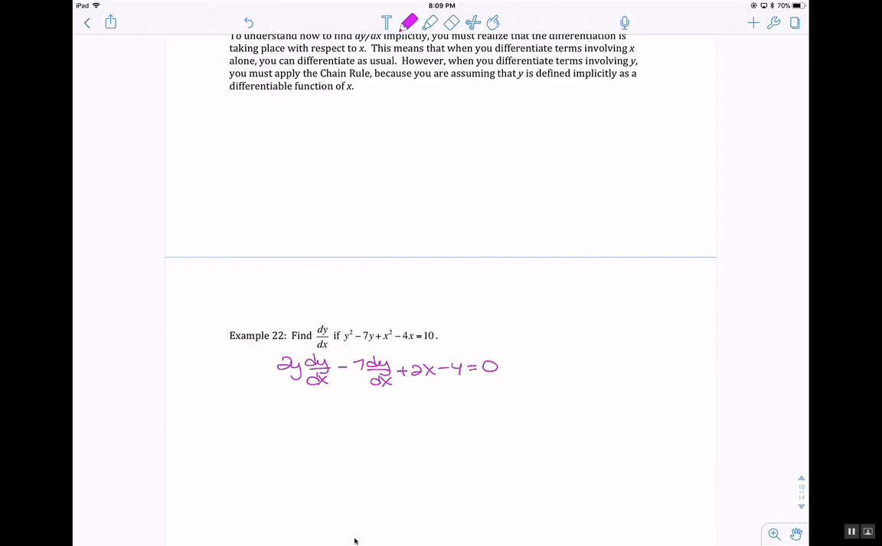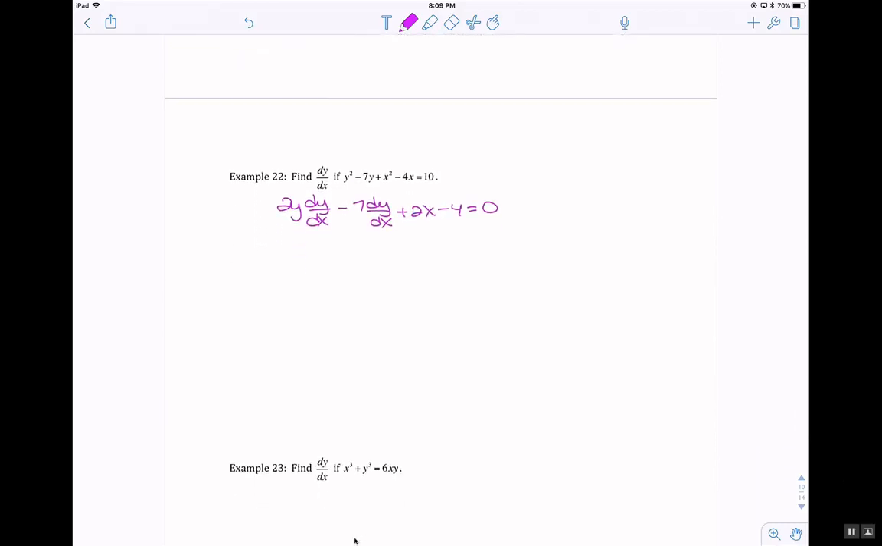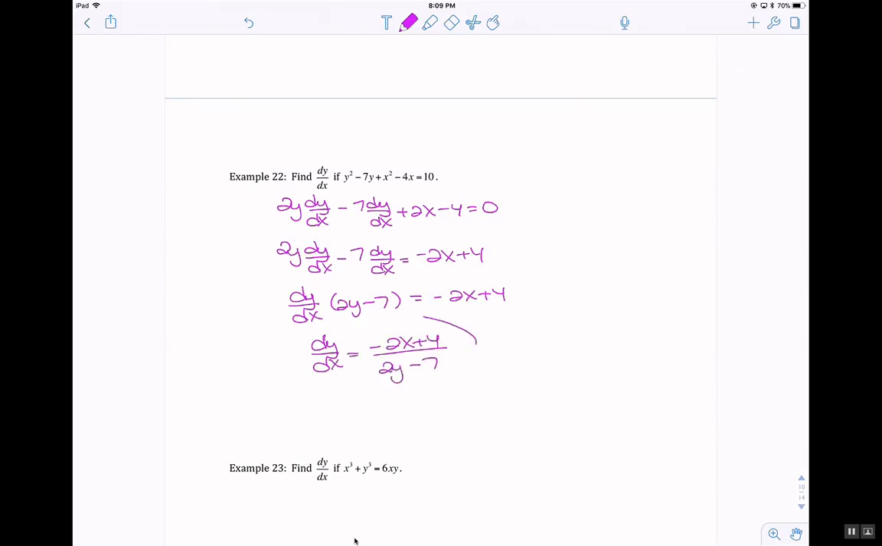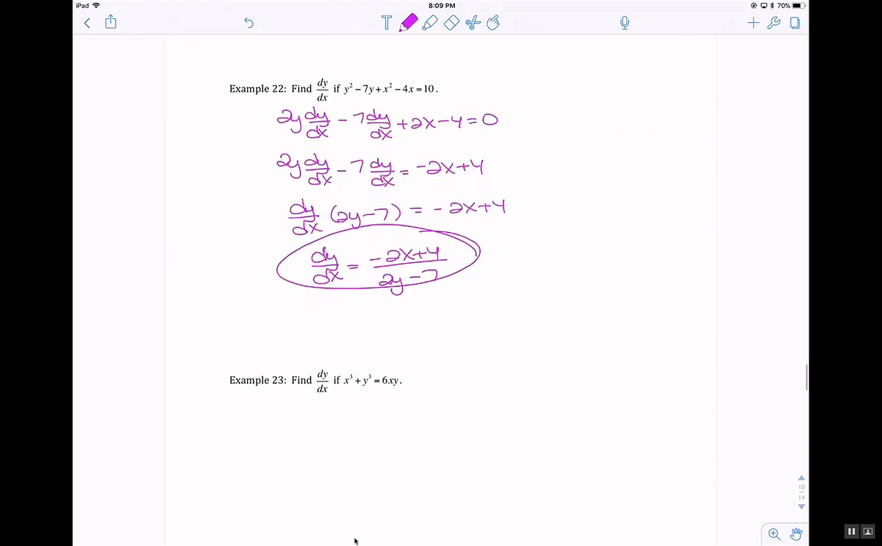And then what we're going to try to do is isolate my dy dx. So 2y dy dx minus 7 dy dx is equal to negative 2x plus 4. Factor out a dy dx on the left-hand side. So 2y minus 7 times dy dx equals negative 2x plus 4. So dy dx is equal to negative 2x plus 4 divided by 2y minus 7.